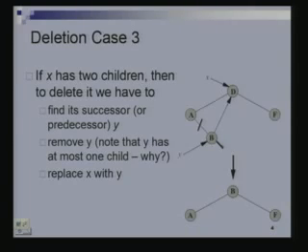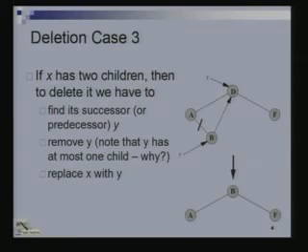right. Now, how many children does b have? At most one. It can have one. B can have a left child. Nothing preventing us from B having a left child, right?